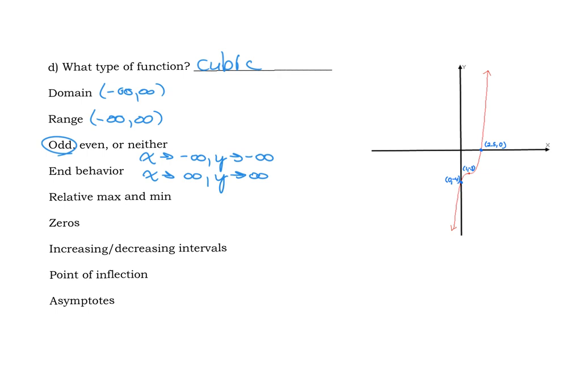There is no relative max or min. The zero here is where x is equal to 2.5. The whole entire thing is increasing from negative infinity to infinity. That does have a point of inflection, which is (1, -3), and there are no asymptotes.